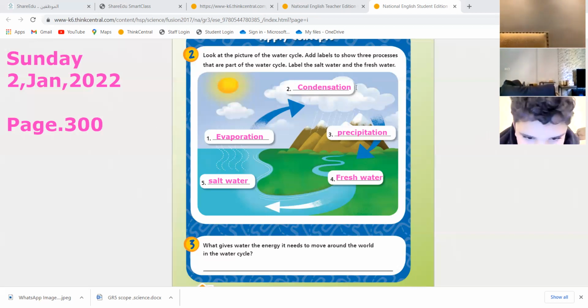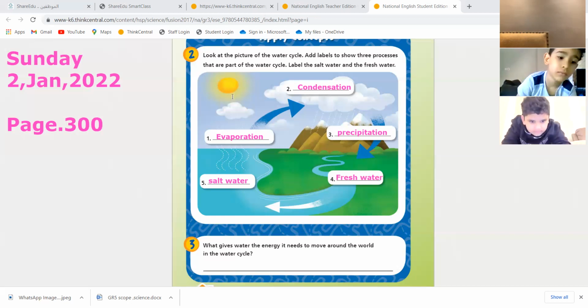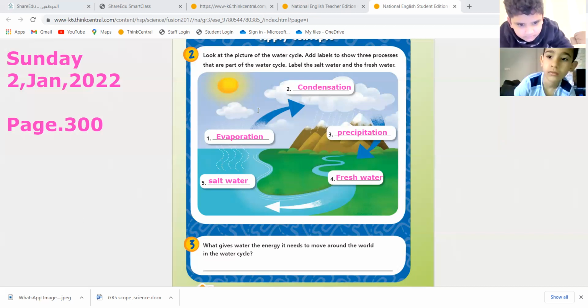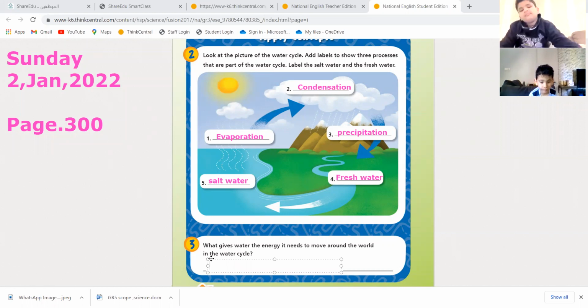Look at the picture again, okay? What gives water energy to move around the world in the water cycle? Who gives energy to the water to go up to the clouds, then come back down to the ground? From the picture, what do you see? How is the water heated? By the ground? By the mountain? The clouds? Or who? The sun. Excellent, the sun. Very good, Muhammad Fatta.